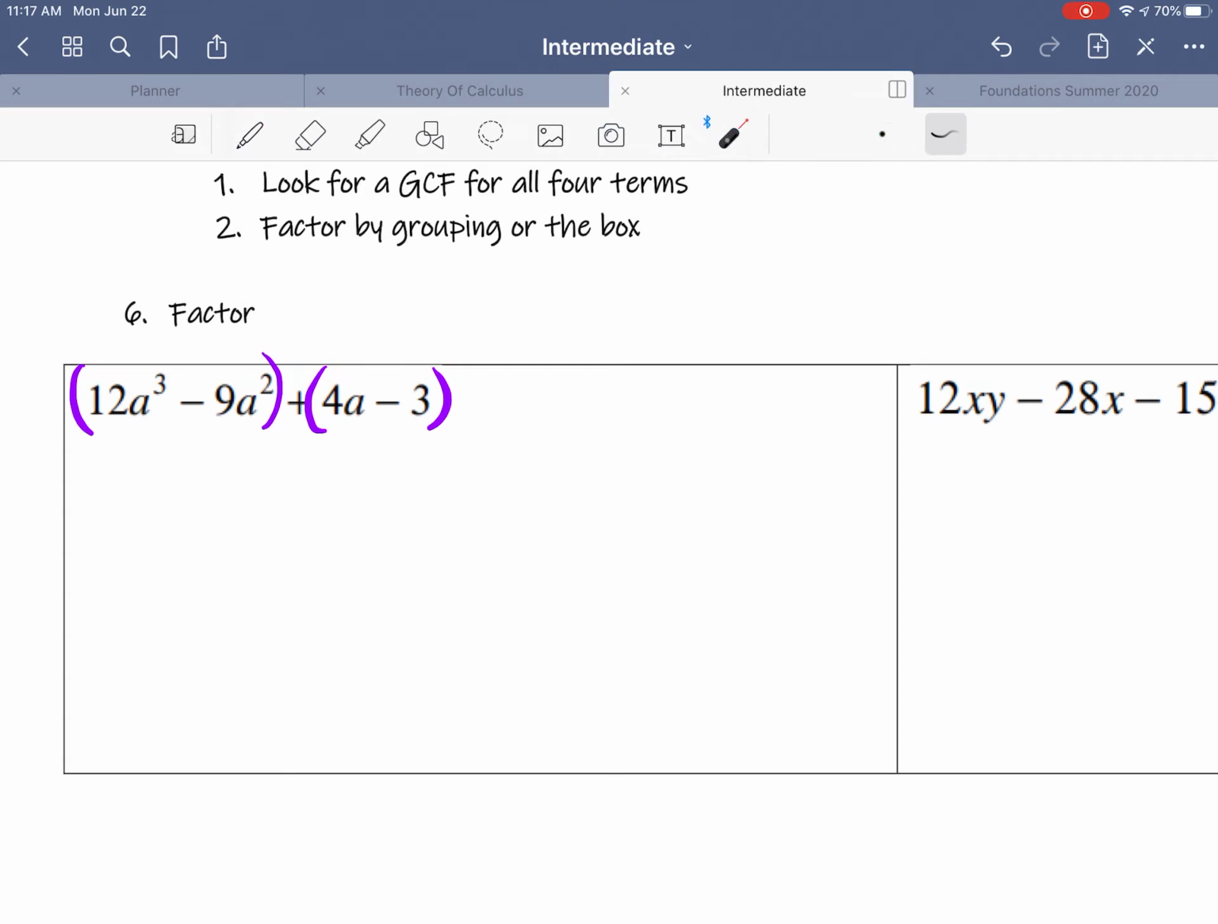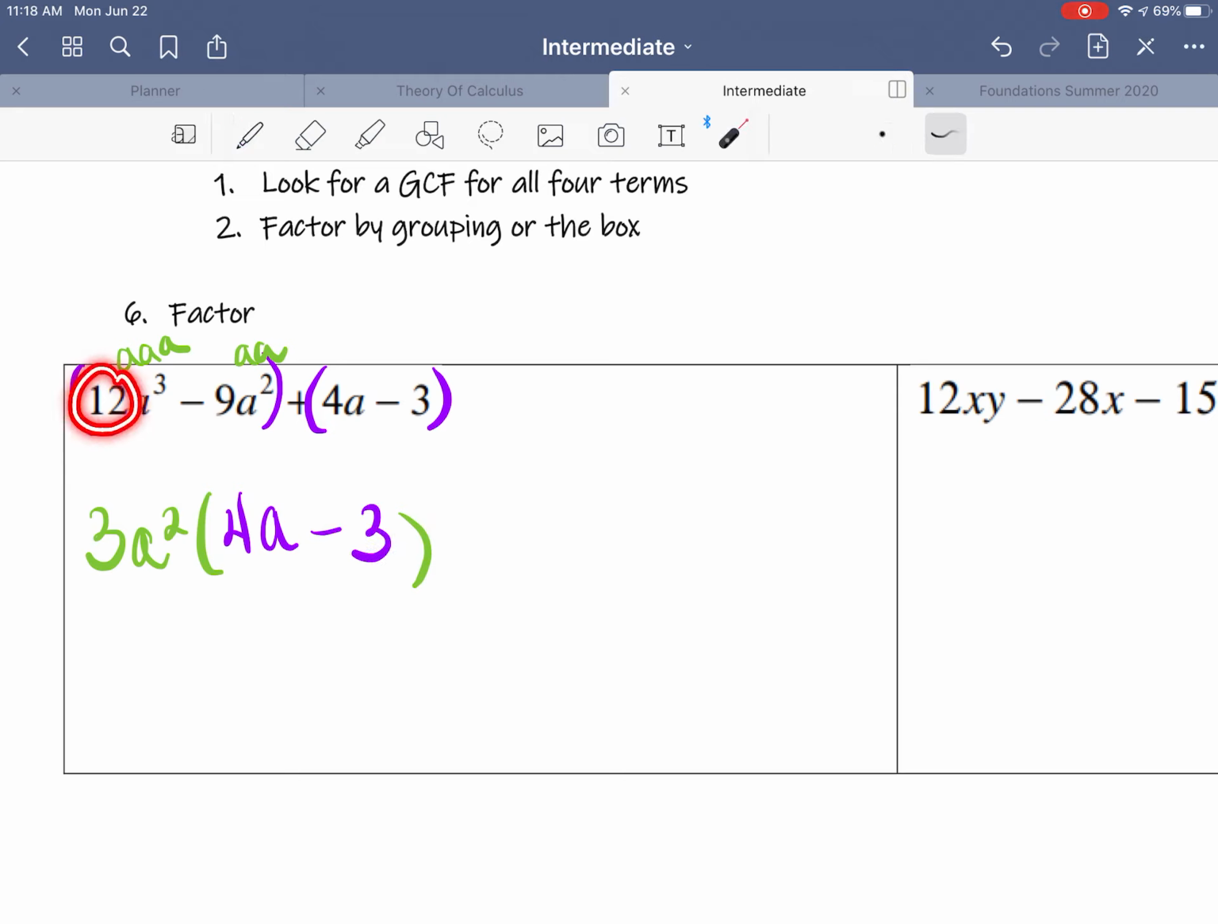And let's just focus on one binomial at a time. So let's focus on this one. Are 12 and 9 both divisible by anything? They are both divisible by 3. They also both have an a squared. Now remember, I didn't pull out a to the third because they don't both have a to the third, but they do both have a squared. And then you're left with 4a minus 3.